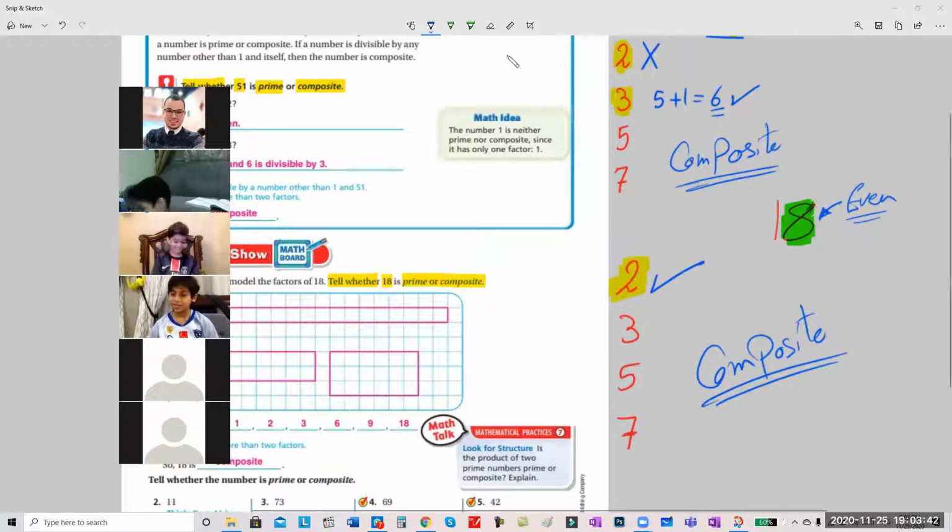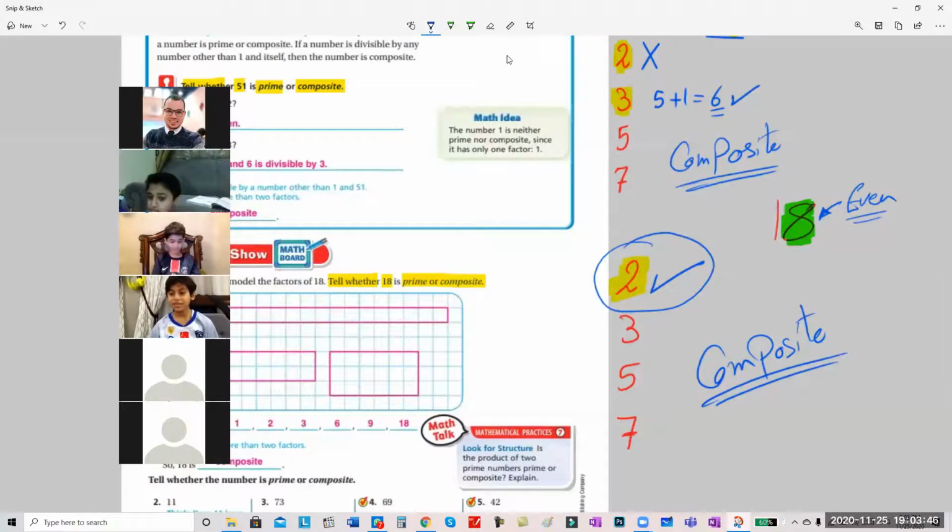If it works with 2, right? So if it works with one number, it will be composite. If it didn't work with the 4 numbers, it will be prime. It's very simple. Okay?